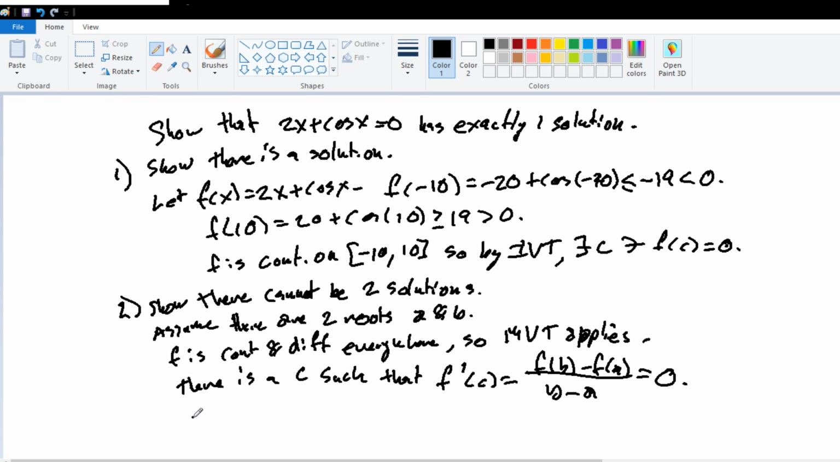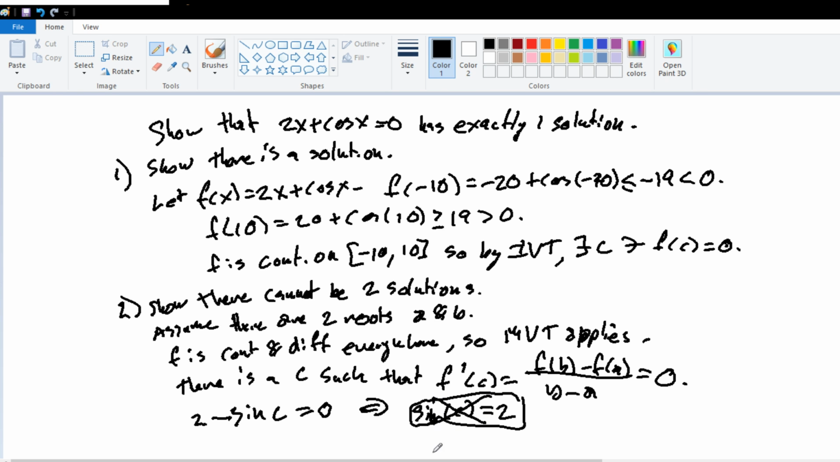So let's take the derivative. We get 2 plus negative sine. So 2 minus sine, plug in c, is equal to 0. There you go. Well, if 2 minus sine c equals 0, that means that sine of c equals 2. That's a problem. Sine is never bigger than 1.